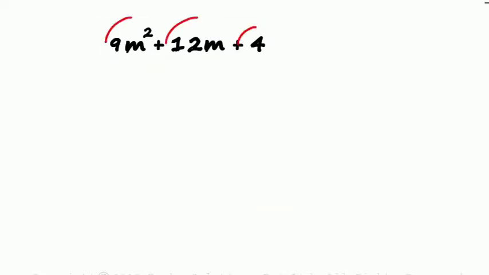We can see here all the terms are different, unlike terms are there. So how will we factorize this?